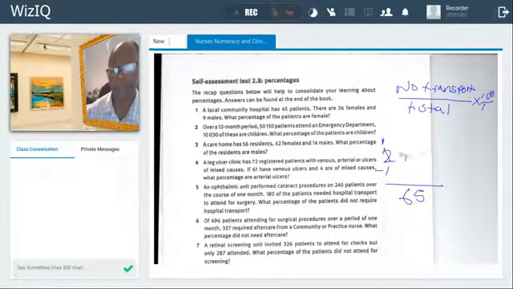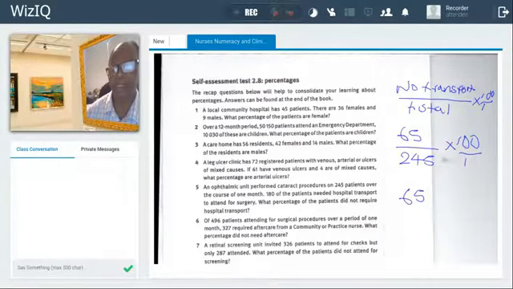Okay, so we substitute this into that formula we have at the top there. So we have 65 over the total, which was 245, and we multiply by 100 divided by 1.